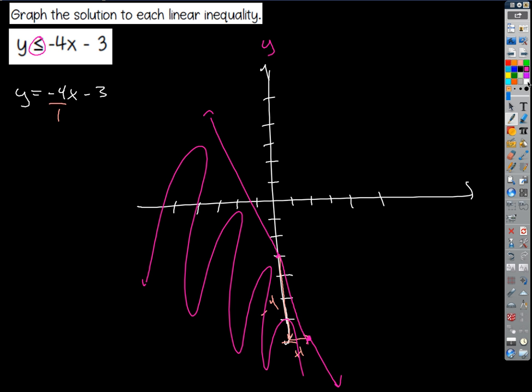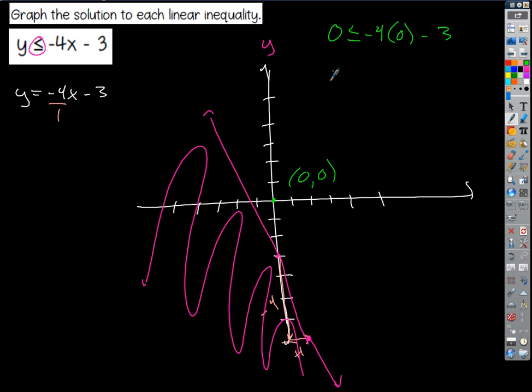We could pick a test point that's not on the line. Like, let's say, for example, I'm going to pick an easy one. I'm going to pick the point 0, 0. Okay, what's going to happen if 0, 0 is a part of the solution? Then we know what solutions are. Then that means that 0, 0 must satisfy or make true the original inequality, right? Let's plug it in and just see if it works. If I plug 0, 0 into this equation, what do I get? Well, I'm going to plug in 0 for y, so I would get 0 is less than or equal to negative 4 times 0, because I'm plugging in 0 for x, minus 3.